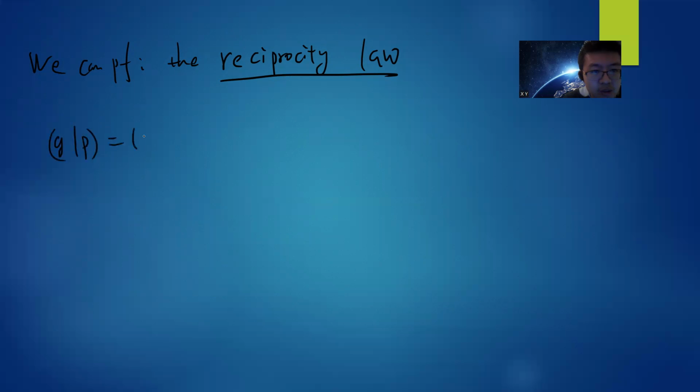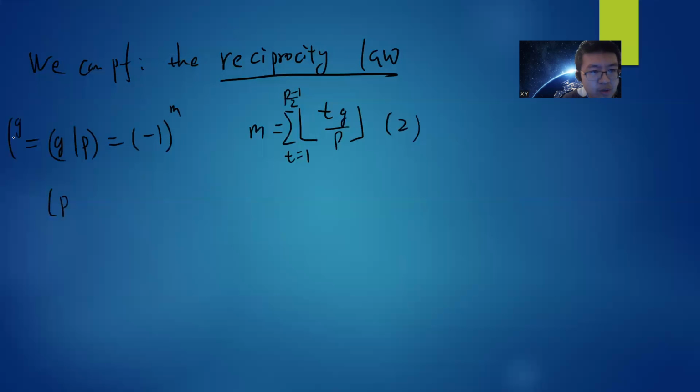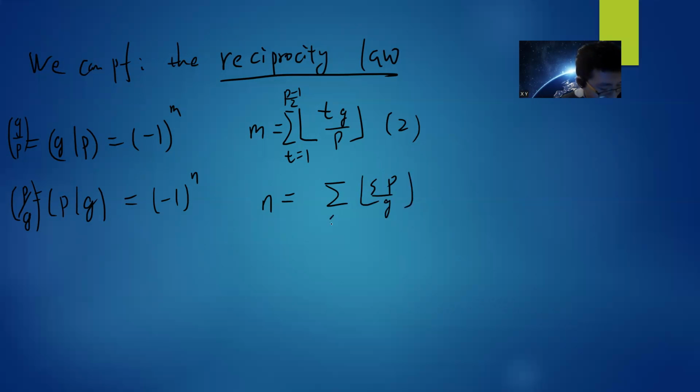(q/p) will be just minus 1 to the m. So these things are considered, like, p is odd, q is odd, right? So I have the m, a beautiful notation. I just take tq divided by p, with t from 1 to (p minus 1) divided by 2, mod 2. And I also get, sorry, sometimes you can use this notation, but some people use this notation. So (p/q) equals minus 1 to the n, so I need just the sum of sp divided by q, and then s from 1 to (q minus 1) divided by 2, and then mod 2.